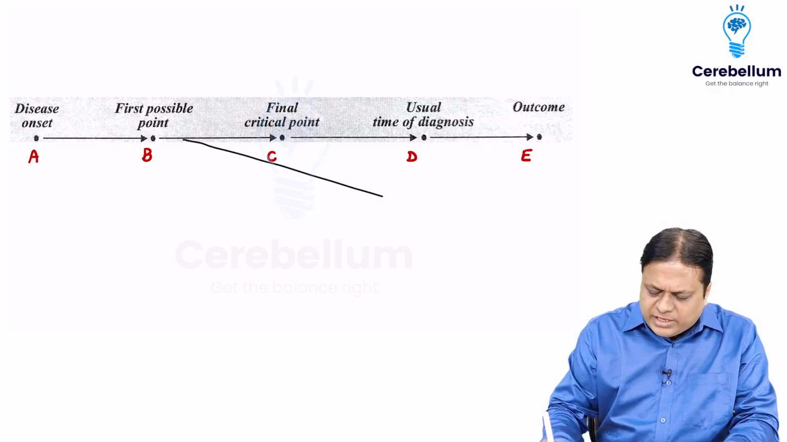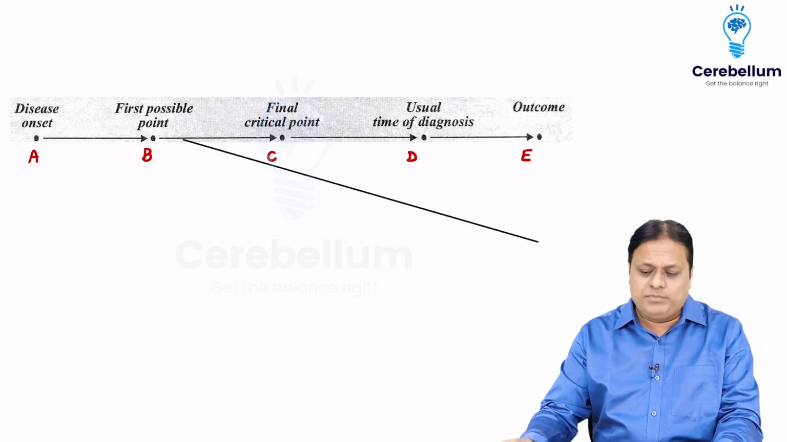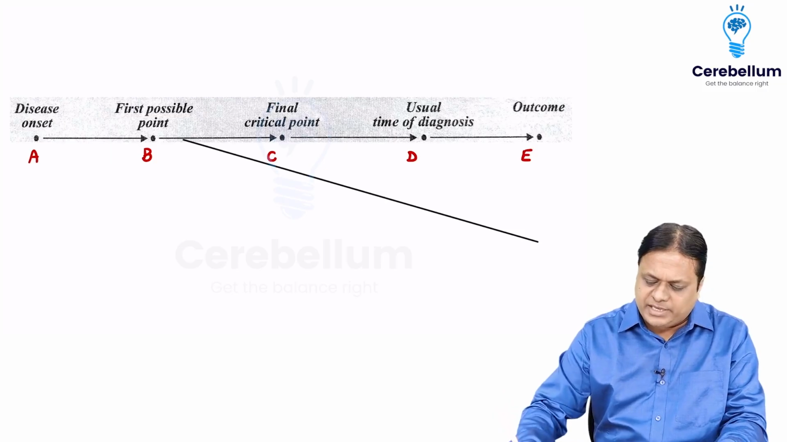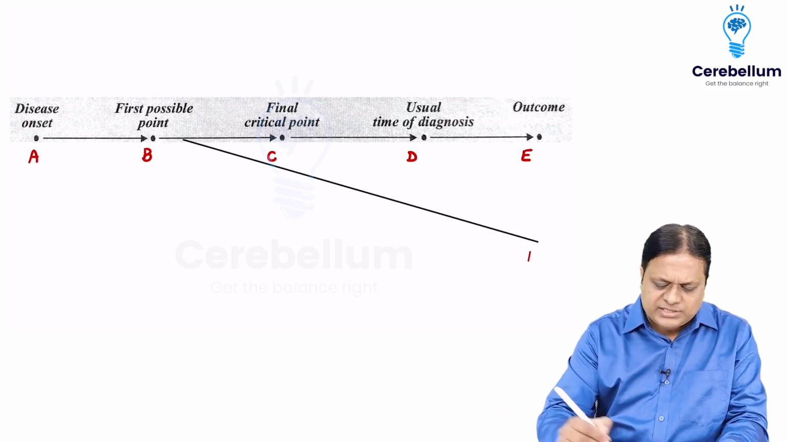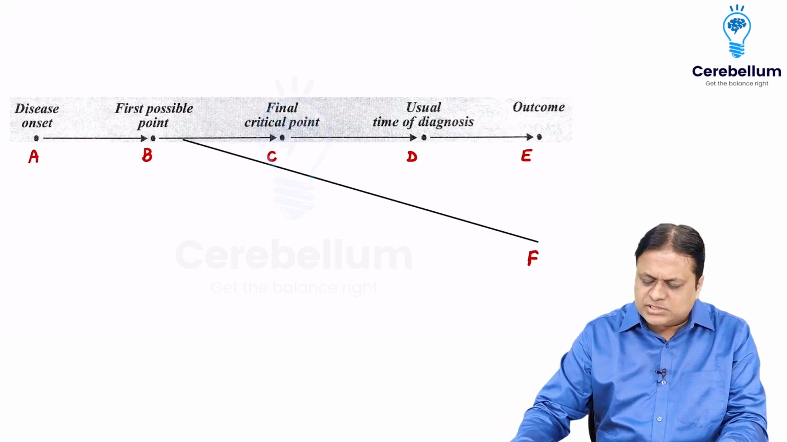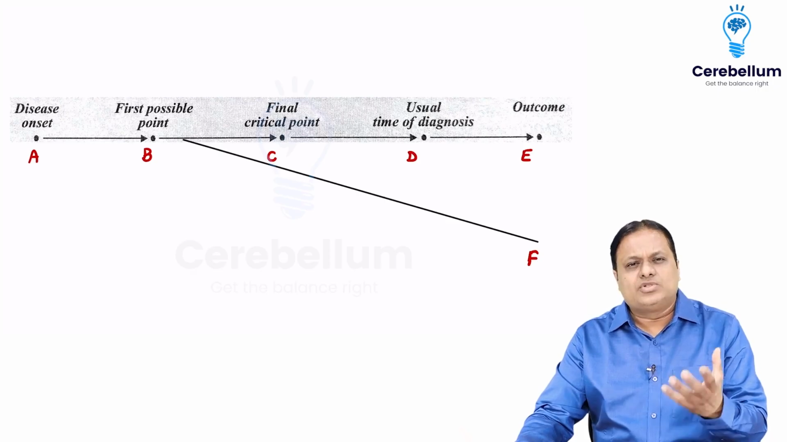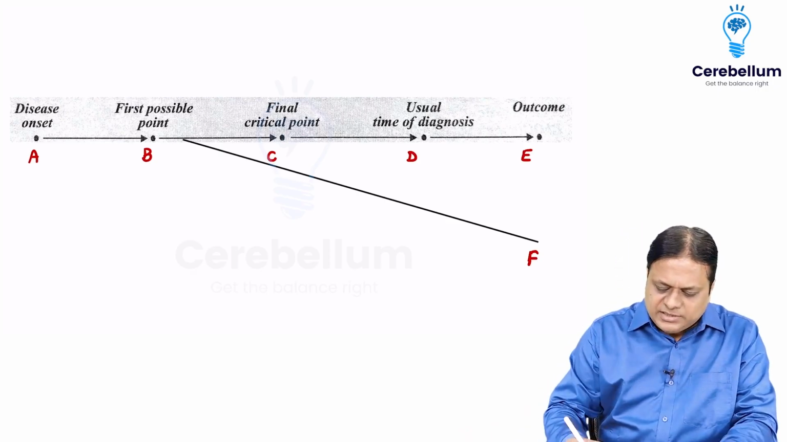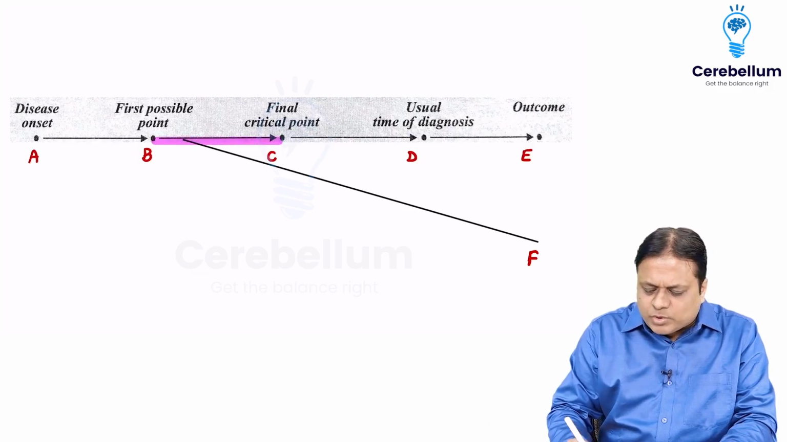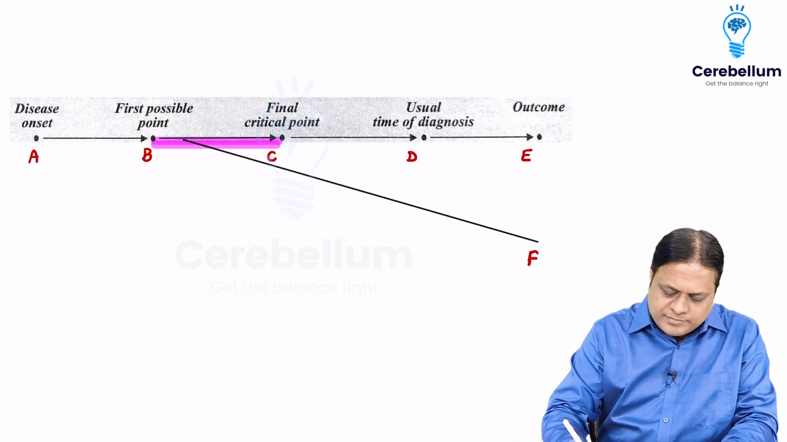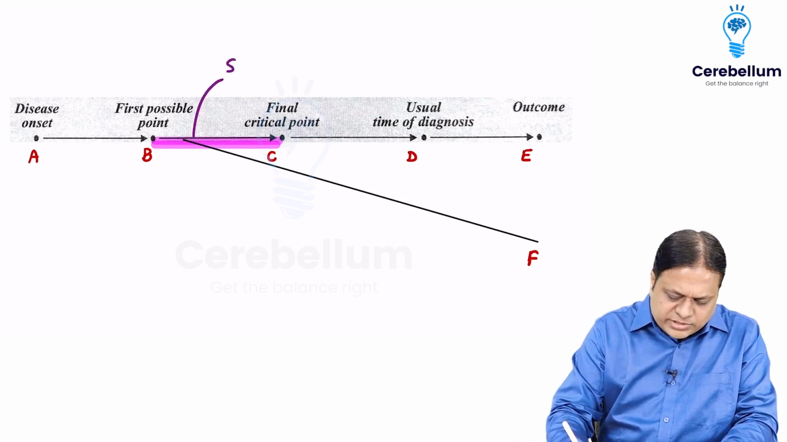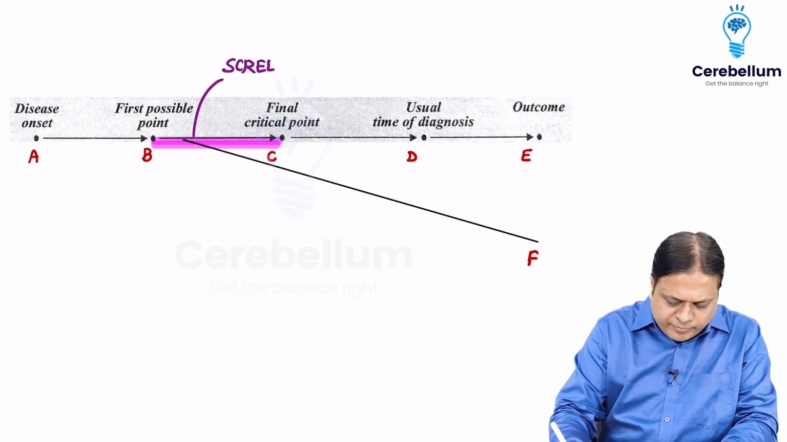Now why not A and B? Why not A and B? Because it is not possible many times. Why not C and D? Because after the critical point is passed, treatment will not give desired benefit. So it has to be between B and C. This is the reason this point, B to C point, is known as, yes, this is known as screening time.